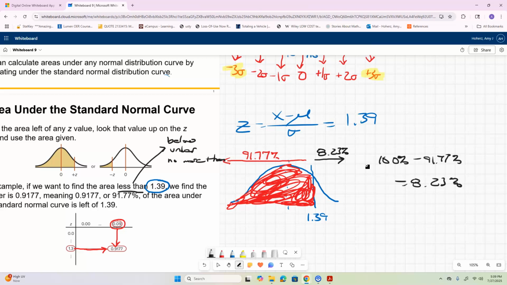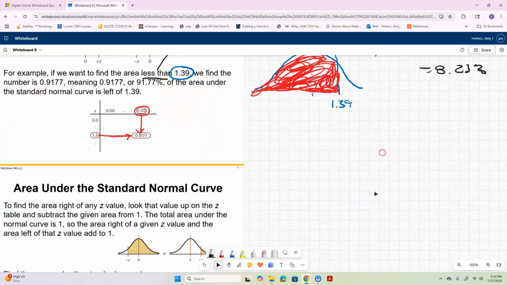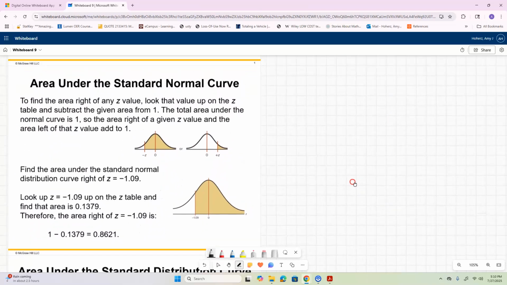But if instead they said, we want to know above that, over that, at least as, so at least 1.39 standard deviations, that would mean we're going to the right, and so you'd have to use this other method. We'll summarize this when we get through a couple examples.